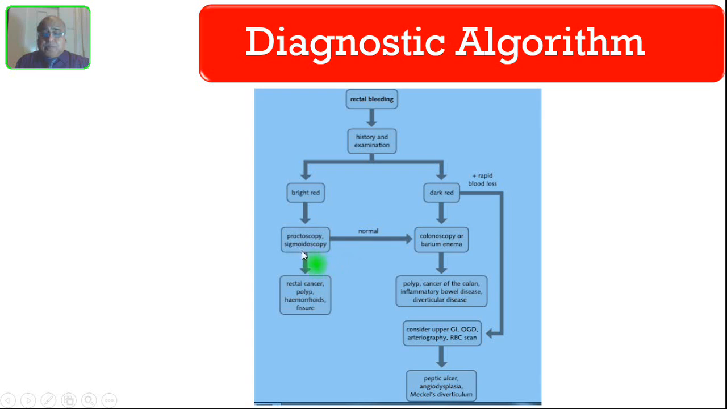Suppose the proctoscopy and sigmoidoscopy is normal, or the patient is passing dark red blood, then you can do colonoscopy or barium enema, where by doing this procedure you can pick up a polyp, cancer of the colon, inflammatory bowel disease like ulcerative colitis or Crohn's disease, or diverticular disease. Suppose apart from passing dark red blood, the rate of bleeding is very profuse, very brisk, then you have to do an upper GI endoscopy or arteriogram or RBC isotope scan, where you can pick up angiodysplasia, Meckel's diverticulum or even peptic ulcer.